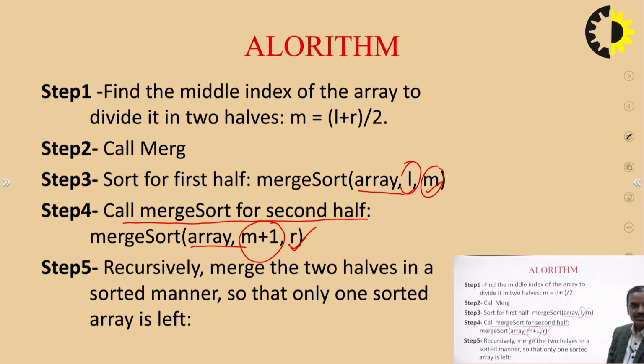The next step is to recursively merge the two halves in a sorted manner so that only one sorted array is left. After sorting the two divided arrays, we combine them into a single array, which is the result of our given array.